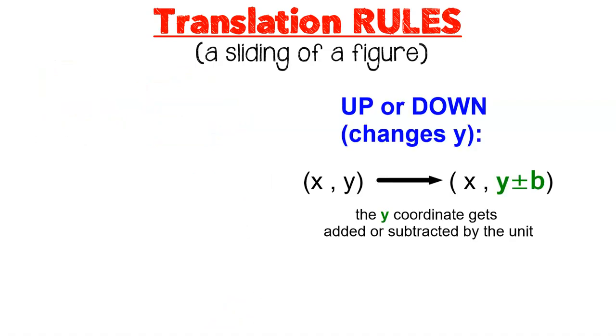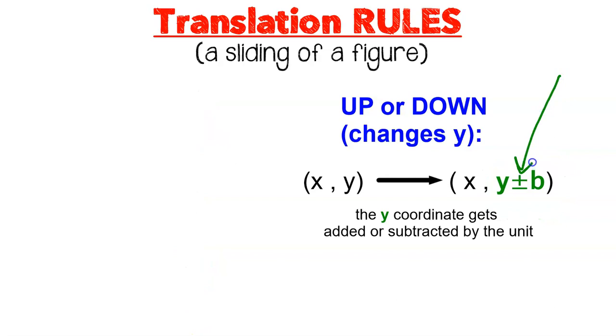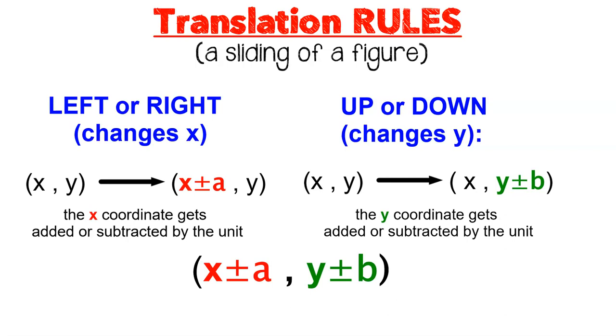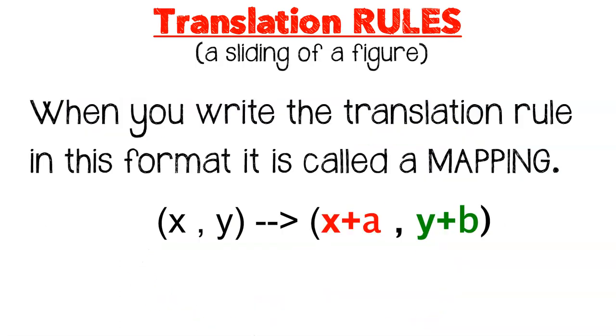The same goes with the up or down coordinate. When you move up or down, you move along the y-axis. Therefore, you change the y-coordinate. Sometimes you add, sometimes you subtract. Up is adding, down is subtracting. When you write your translation as a math sentence instead of an English sentence, it's going to look like this. When you write the translation rule in this format, it's called a mapping.